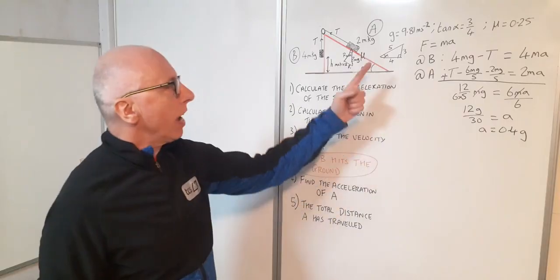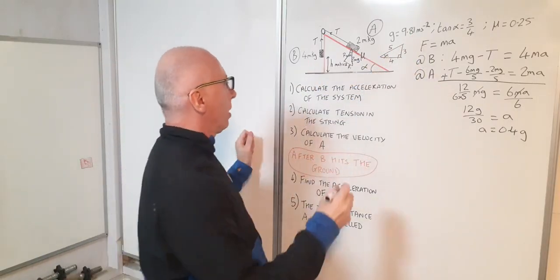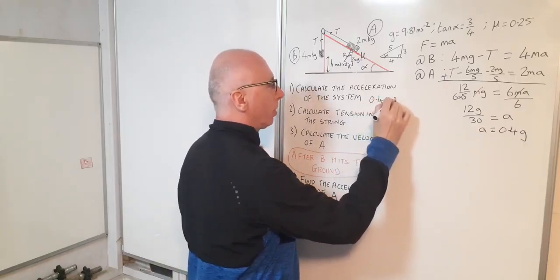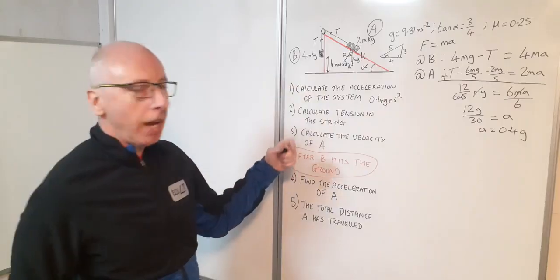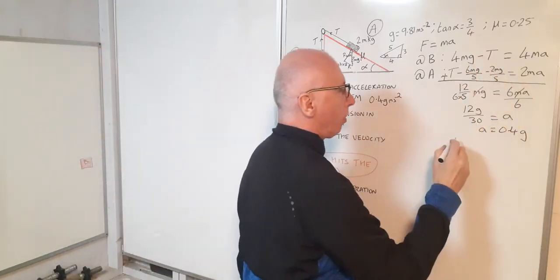Now I'm going to leave it like that. I'm not going to put in the 9.81 just yet. I'm just going to leave it as that. So acceleration is 0.4 g meters per second squared. And then with that, I can now calculate my tension. So let's use this top one there.